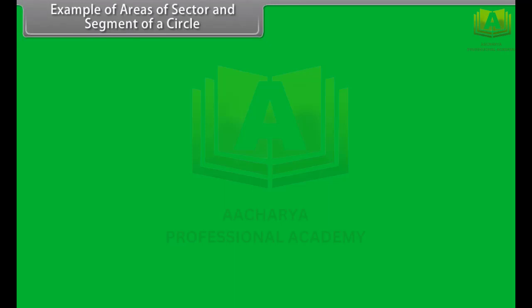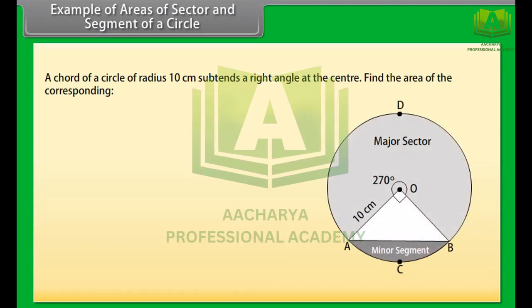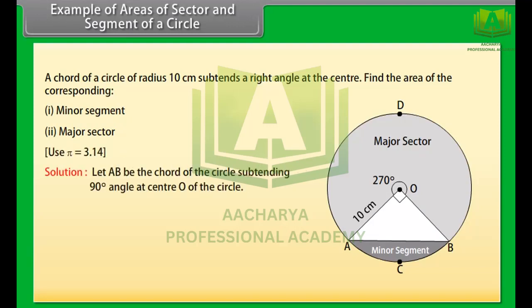Example of areas of sector and segment of a circle. A chord of a circle of radius 10 cm subtends a right angle at the center. Find the area of the corresponding 1. Minor segment, 2. Major sector. Use pi as 3.14. Solution.